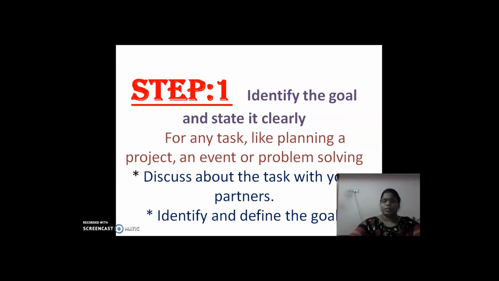Stepwise gathering of information has been given in steps. First step is identify the goal and state it clearly. For any task like planning a project, an event or problem solving, discuss about the task with your partners. First, identify and define the goal.